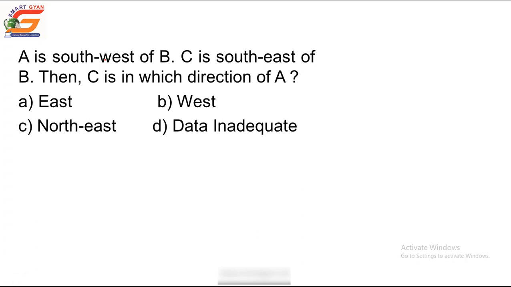Let us move to another problem. A is southwest of B. C is southeast of B. Then C is in which direction of A? This is a very interesting question. A is southwest of B. Suppose B is here, B is a point. A is southwest of B, so this way will be southwest, and here it is A.